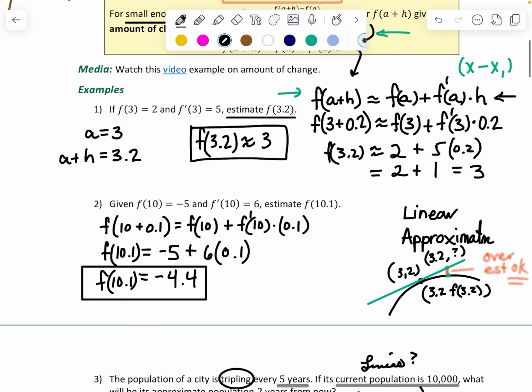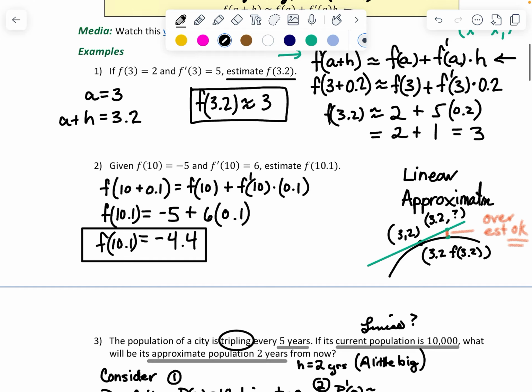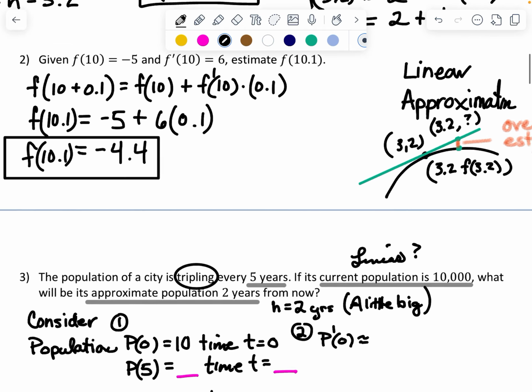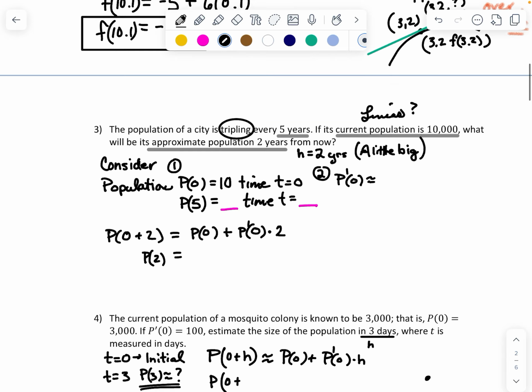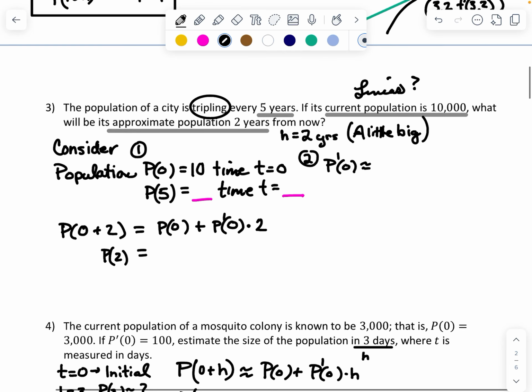All right. So linear approximations are kind of nice, especially if you have a complicated function and you just want a real quick estimate. All right, so this one, a population of a city is tripling every 5 years. If its current population is 10,000, what will be its approximate population 2 years from now? So you might think 2 is a little big, but it's actually okay.